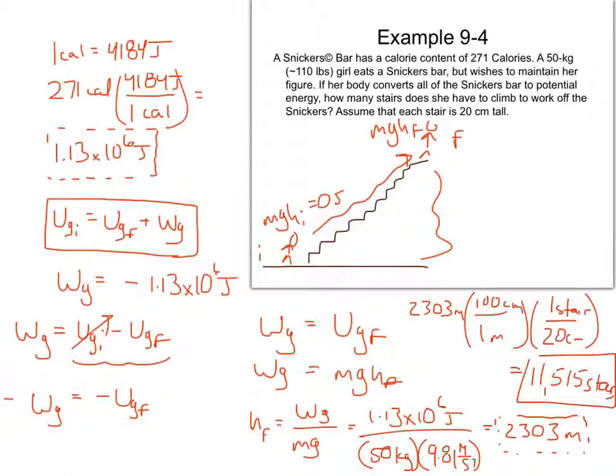The other thing that we're not accounting for is the fact that your body uses up energy whether you realize it or not. Your brain uses energy, your heart does. So just thinking and moving around burns up energy. But if she did nothing else, she would have to climb 11,515 stairs just to burn off that one Snickers bar. So it kind of gives you an idea of how much energy is in the things that we eat and how much energy we use on a daily basis. So that's example 9.4.